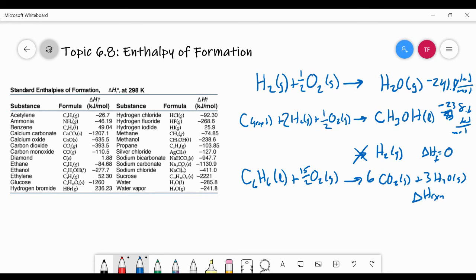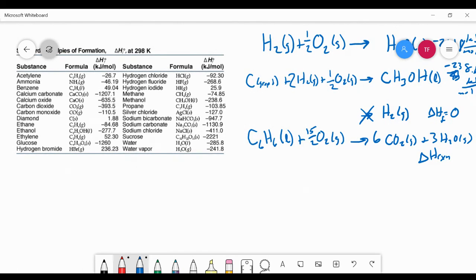Let me show you what I mean. We're going to take each substance here and we're going to look at their enthalpy of formation equations. So let's look at the formation of C6H6 as an enthalpy of formation.